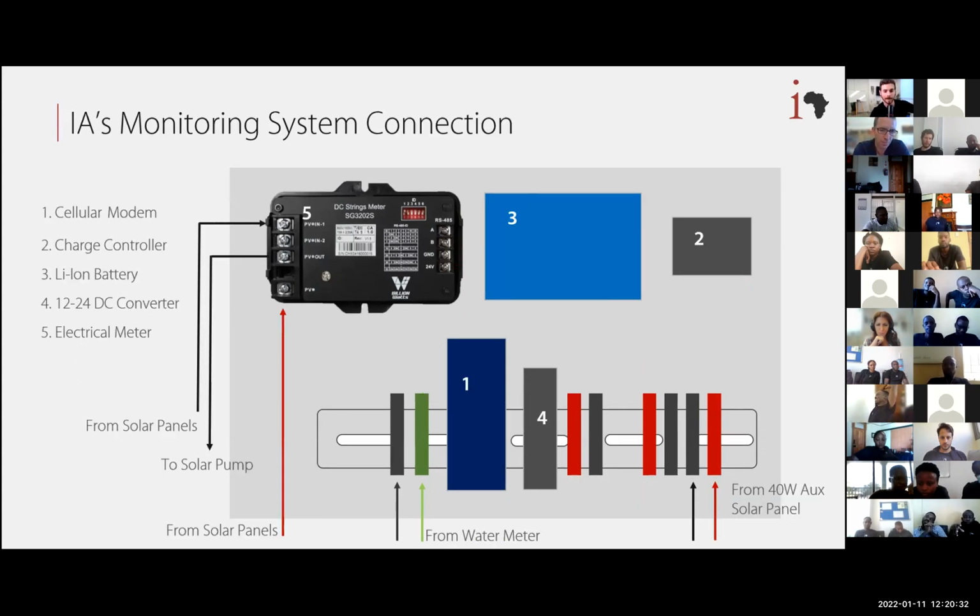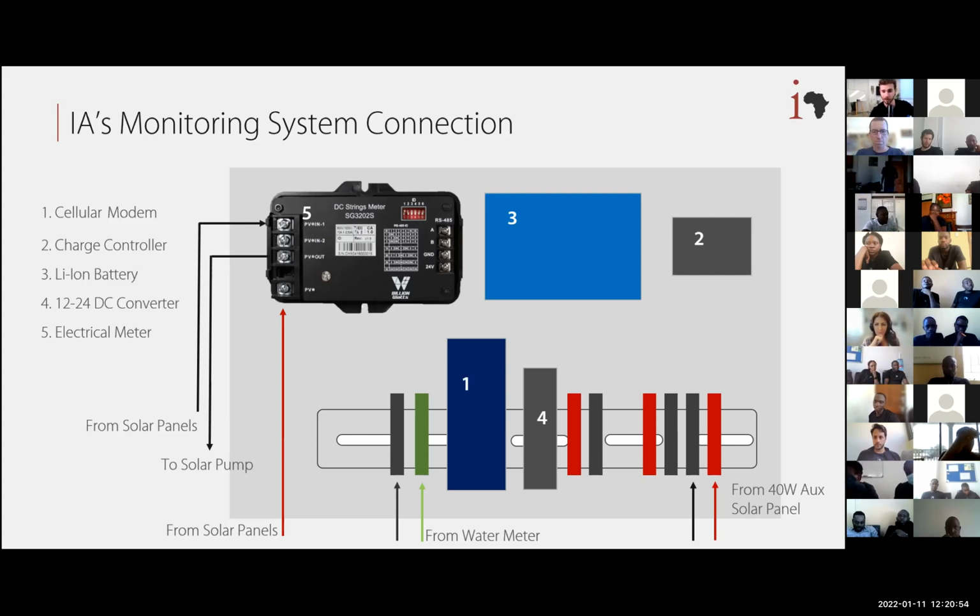This is the way we connect it. As you can see, we need to connect the solar panels directly to the DC meter because we need to sense and monitor the solar panel array. And we can also sense the solar pump consumption. This is why we also connect the solar panel power to the electrical meter. And you can see in the green arrow, the water meter that is connected to sense the water flow rate. And for the power of the system, we need the 40-watt auxiliary solar panel on the right.